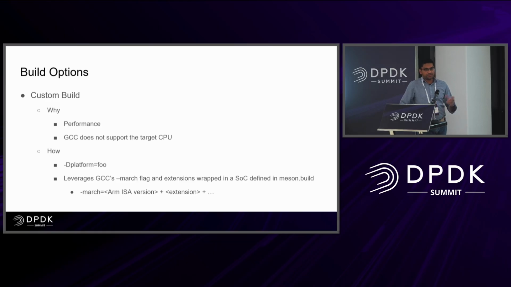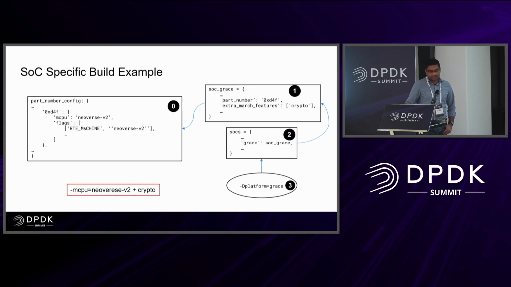equals the ISA version you gave plus the list of extensions. That way you don't use the mcpu, but as an expert, you may know the ISA version and everything that particular CPU supports.